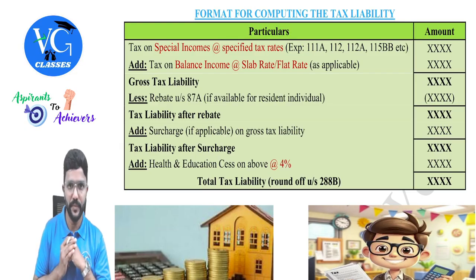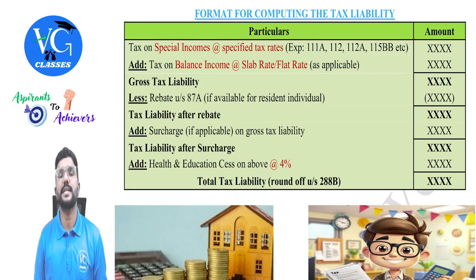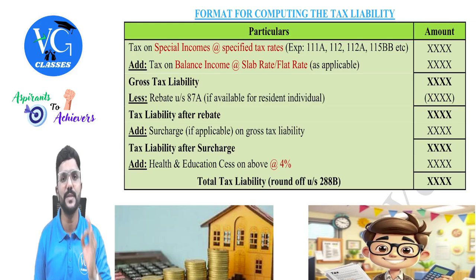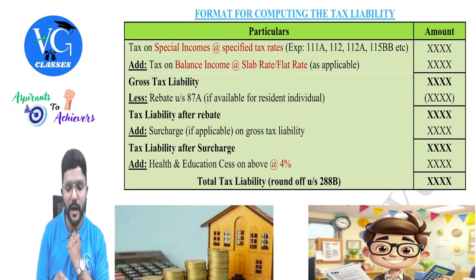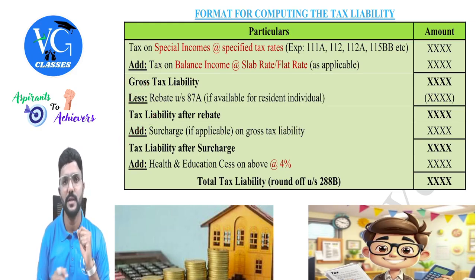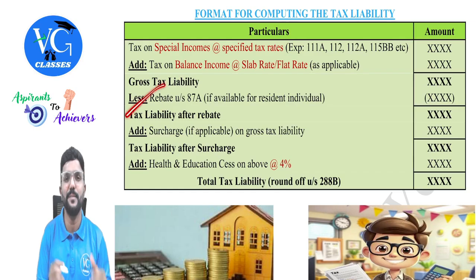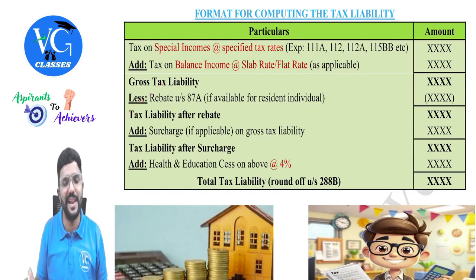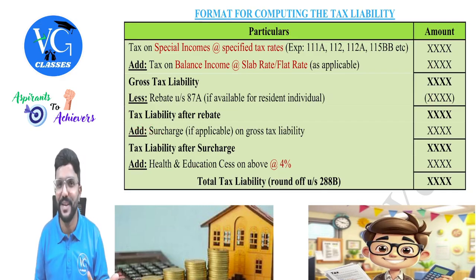Got it? Yes, sir. Then, in a few cases, surcharge can be applicable. Sir, when is surcharge applicable, guys? It is an additional tax which is applicable to the assessee only if his total income is more than a specified limit, like 50 lakh, 1 crore, 2 crore, 5 crore, 10 crore. Is that clear? And here in the format, I have given both rebate as well as surcharge, but both cannot come in the same case, guys. As I already mentioned, rebate is available only when the total income is within 5 lakh or within 12 lakh. So obviously, surcharge will not be applicable in that case. And when surcharge is applicable, rebate will not be available.